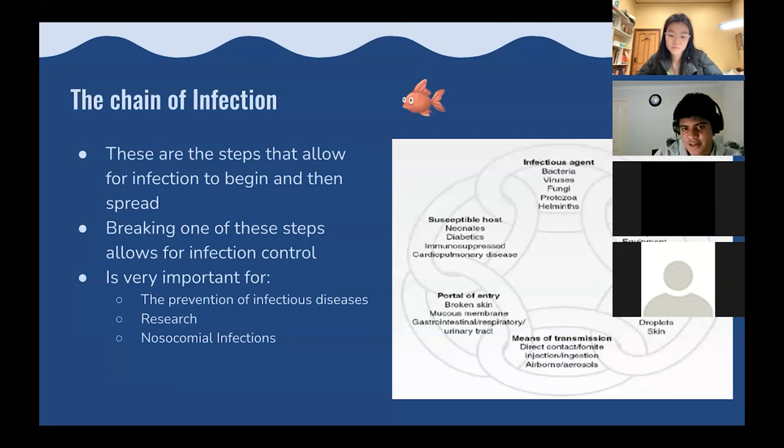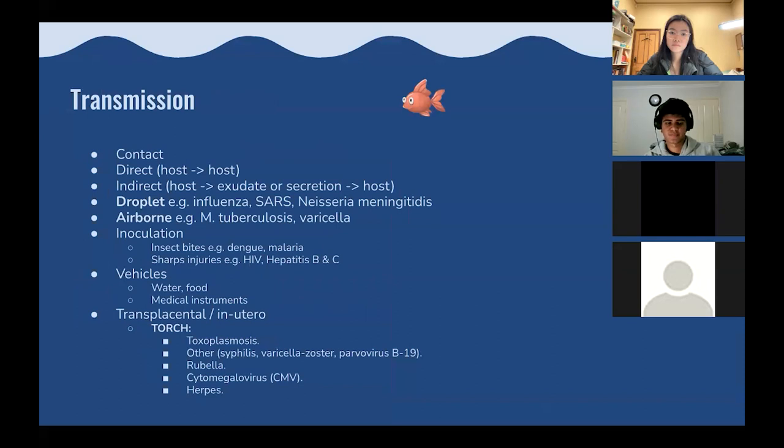Now, usually you're going to start with a susceptible host, but it can literally be anywhere in this chain. A mistake anywhere in this chain allows infection to occur. What we as doctors or people in general should try to do is break the chain. So how do we do that? First thing we can do is look at types of transmission.